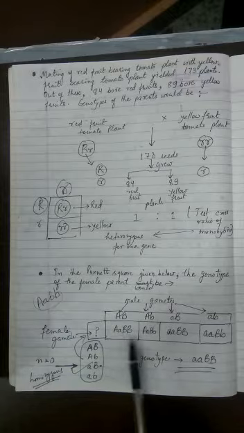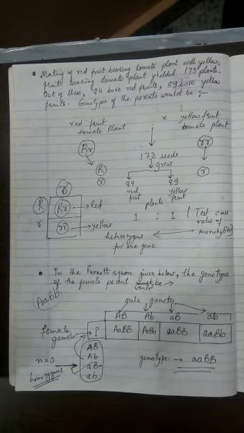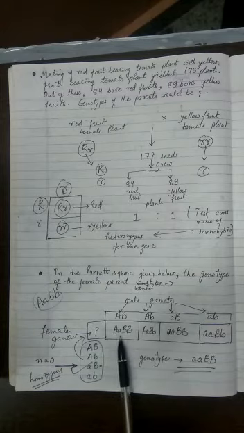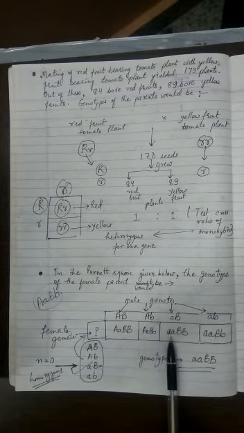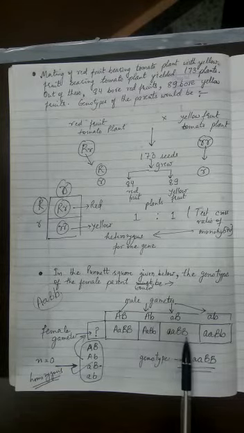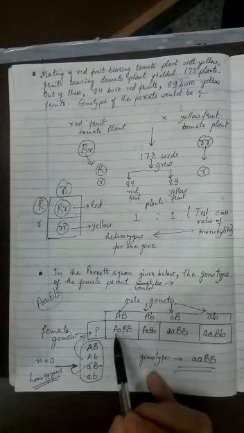So now the answer is already given here. The result of this cross fertilization is what? Capital A, small a, capital B and capital B. Capital A, small a, capital B and small b. Small a, capital B, small a, capital B and small b. Now you can easily make out one thing.